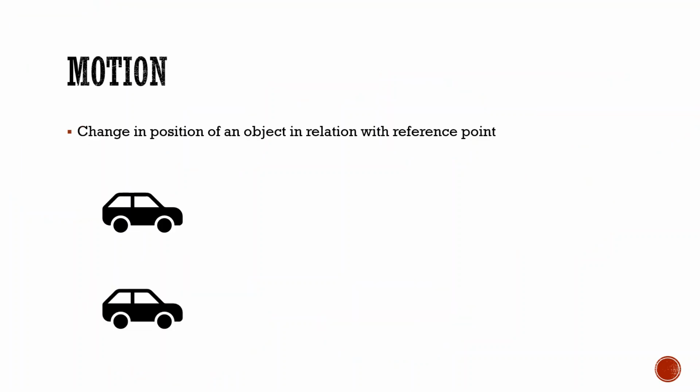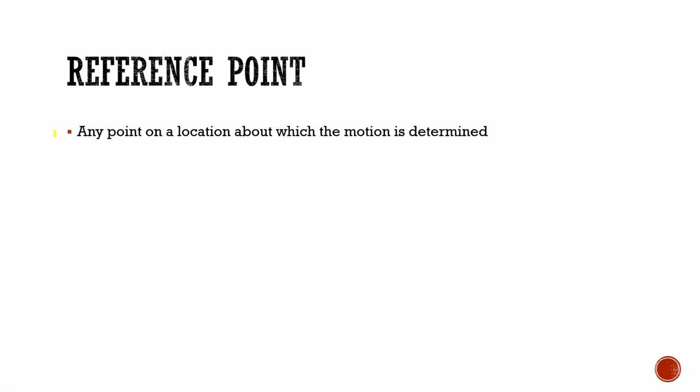So first we learn what is motion. Change in position of an object in relation with a reference point is known as motion. Now, reference point. Let's see what a reference point is. Any point on a location about which the motion is determined. Reference point is also known as origin. It is a point.